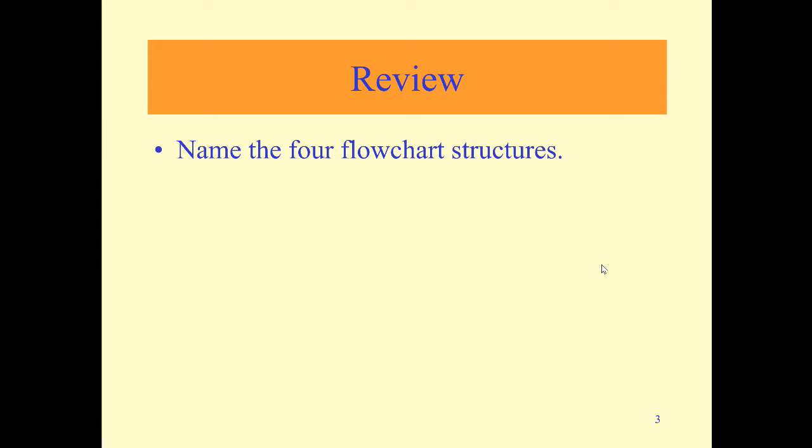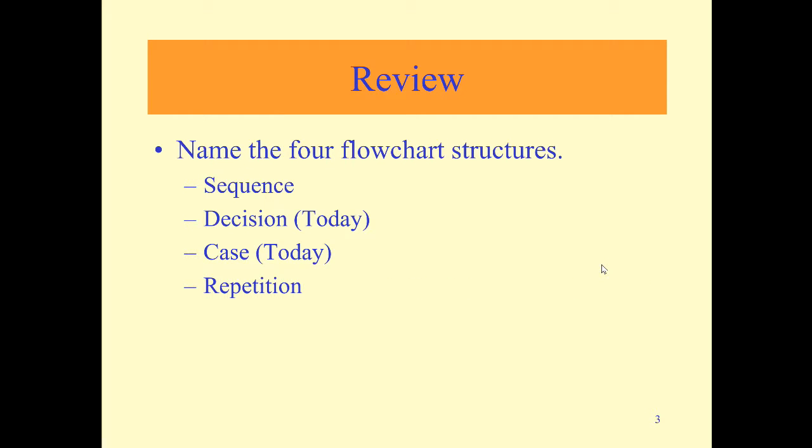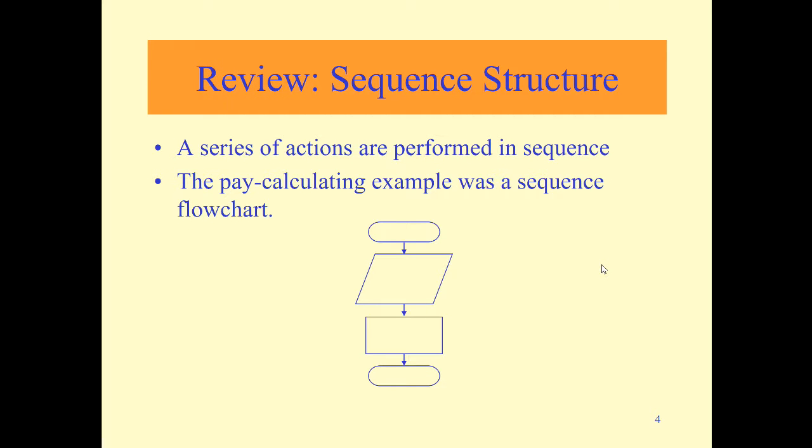There are 4 flowchart structures. One we've looked at already is a sequence. Today we're going to look at decision as well as case. So a simple decision, and then a case where you may have more than one possibility. And then in the next unit, you're going to look at repetition. A review of a sequence structure: this is a series of actions that are performed one after the other. So the pay calculating example was a sequence flowchart.